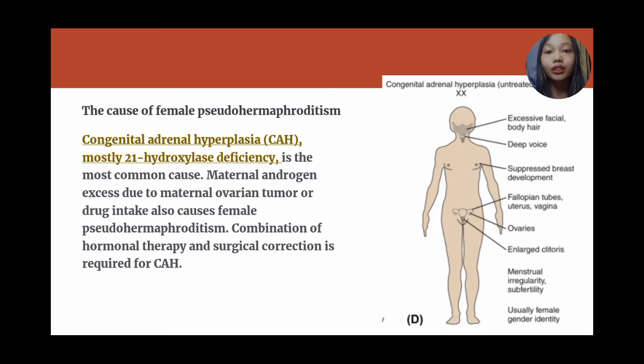The cause of female pseudohermaphroditism: congenital adrenal hyperplasia (CAH), mostly 21-hydroxylase deficiency, is the most common cause. Maternal androgen excess due to a maternal ovarian tumor or drug intake also causes female pseudohermaphroditism. A combination of hormonal therapy and surgical correction is required for CAH.